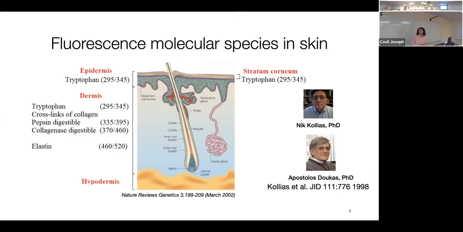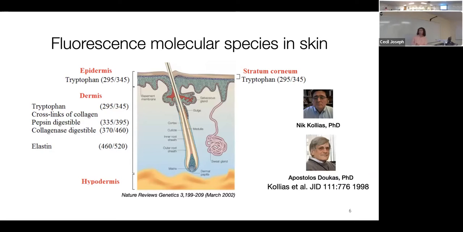Then in the dermis, there are also other fluorophores. There's tryptophan as well. There's collagen, and it's the crosslinks that fluoresce. You think of collagen as fibers, like a basket, if you will, woven together, and that crosslink is the one that fluoresces. There are two types of crosslinks, pepsin digestible and collagenase digestible. The other one that fluoresces is elastin. So the bottom line is that you could trace those signals because you know where they're coming from, and perhaps you can tell something about the skin.